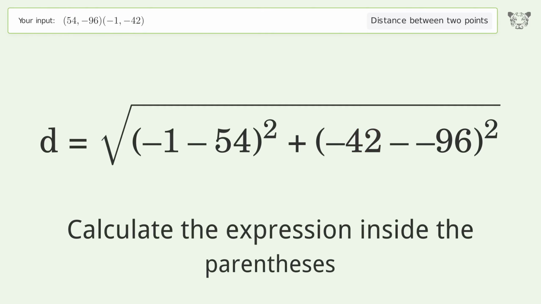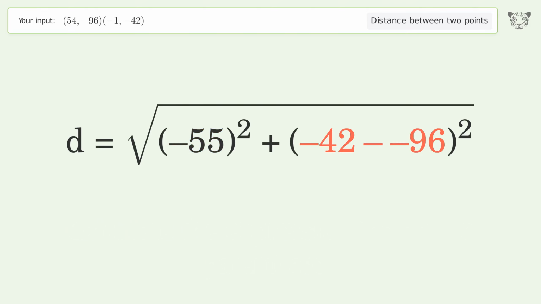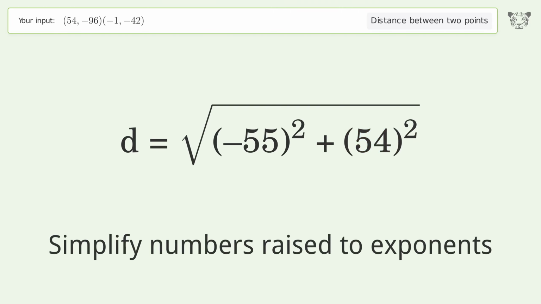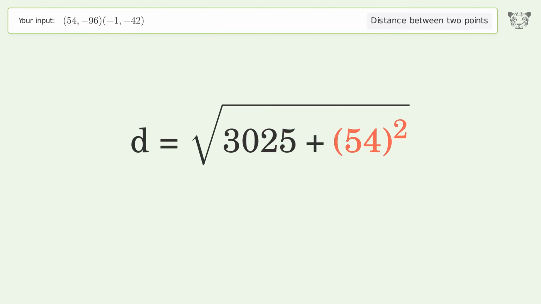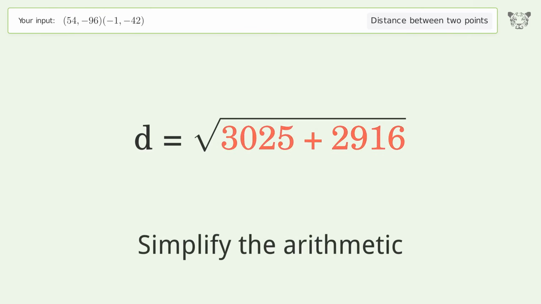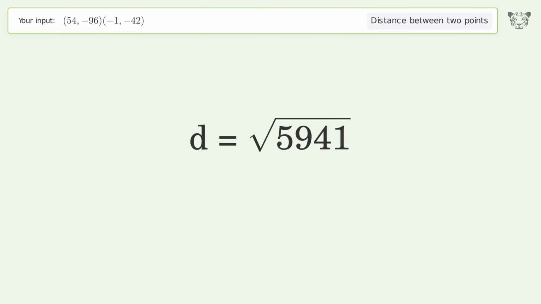Calculate the expression inside the parentheses. Simplify numbers raised to exponents. Simplify the arithmetic. And so the distance between the 2 points is the square root of 5,941, or 77.078.